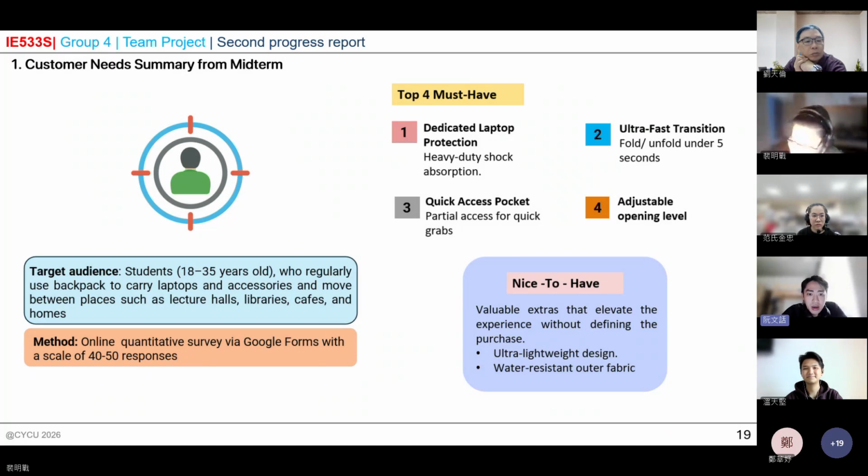Today, I would like to present on behalf of the team the process of analyzing and selecting the design concept for the ORIPAC Smart Backpack project. Through the process of customer research, we have established four must-haves. The first one is dedicated laptop rotation. The second one is the ultra fast transition. The third one is the quick access pocket, and the fourth one is adjustable opening level. Nice to have are the ultra lightweight design and water resistant outer fabric. The next one, please.